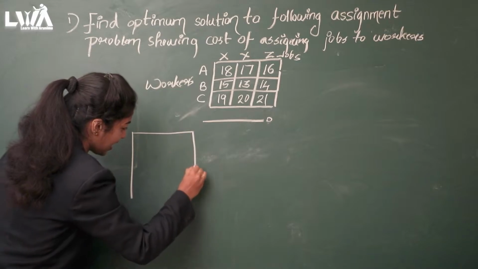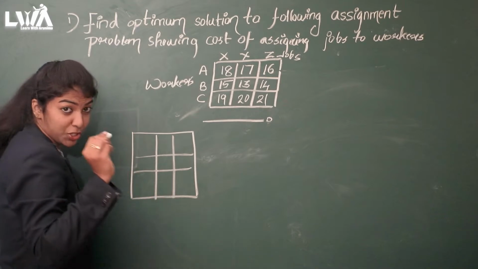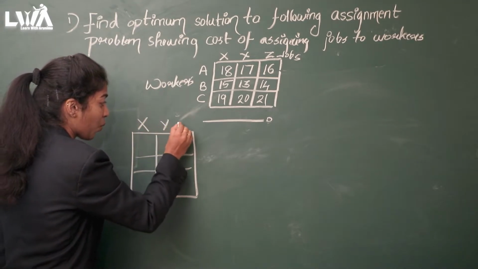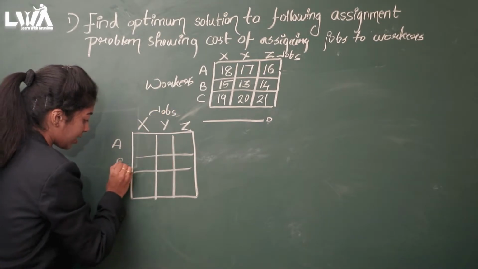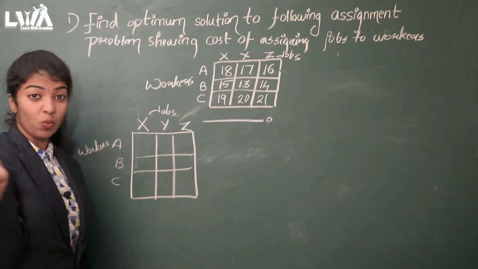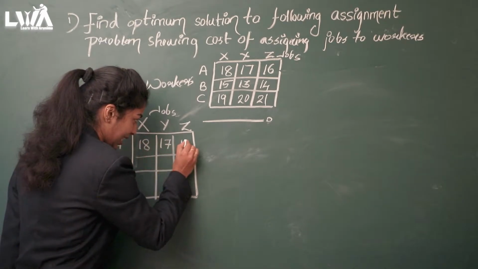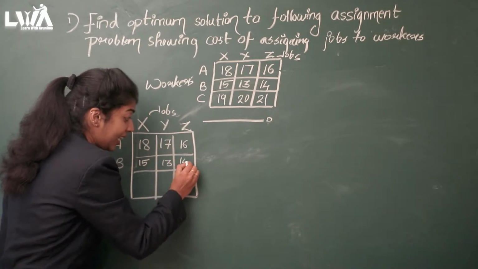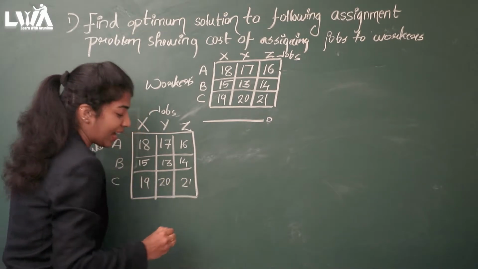The matrix is a 3x3 matrix. We should clearly write both the end points, that is, what is mentioned here. Here it is jobs and here it is workers, right? We can rewrite that matrix. The first row is 18, 17, 16. The second row elements are 15, 13, 14. The third row elements are 19, 20, 21.